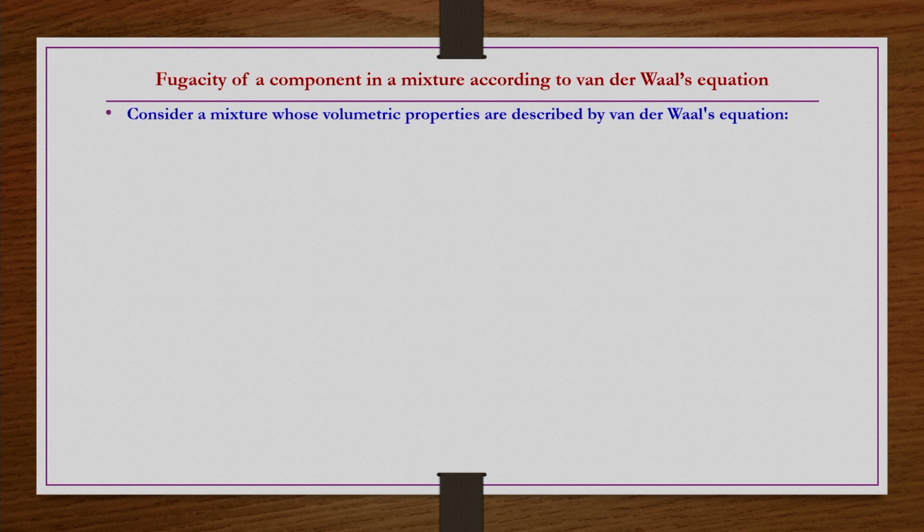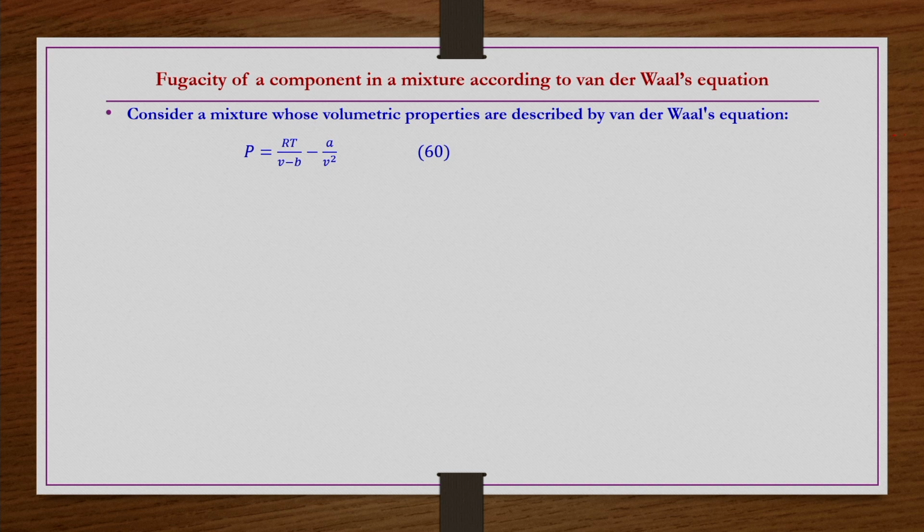Consider a mixture whose volumetric properties are described by the van der Waals equation, given as P = RT/(V − B) − A/V². Now, if the van der Waals equation is in this form, we cannot write it in a volume explicit form. So, we have to take the generalized fugacity expressions in terms of the pressure explicit form of volumetric data. That means we have to write this equation in a pressure explicit form. Indeed, it is already given in a pressure explicit form.